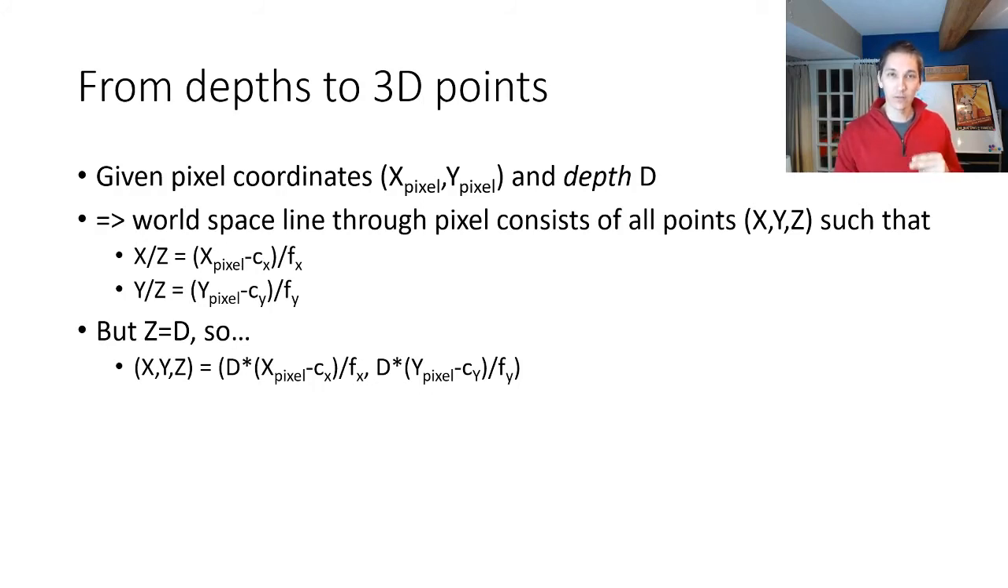With this measurement, from a pixel coordinate and the depth at that pixel coordinate, we can figure out the world space line through that pixel. We know the depth, we know the z value given from the sensor, and so we can just reconstruct the x, y, and z of that point through the following transform shown here.